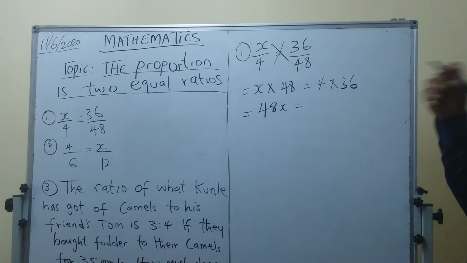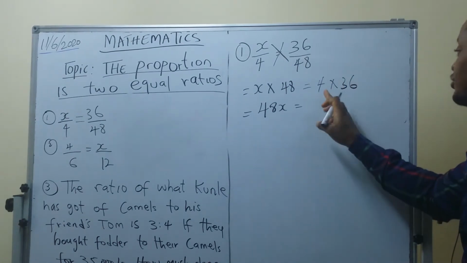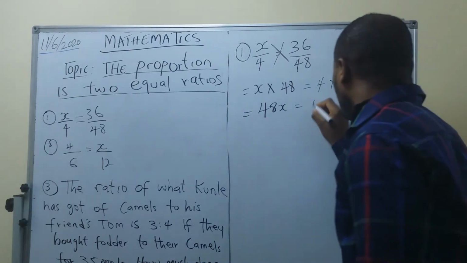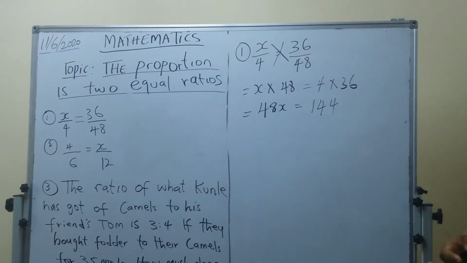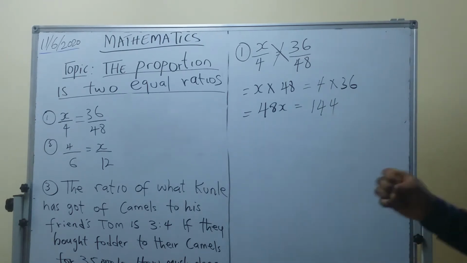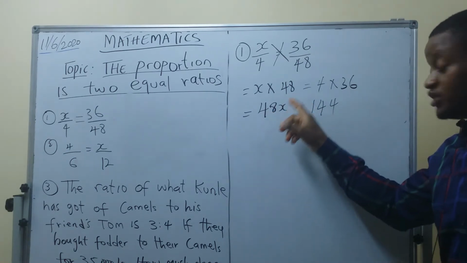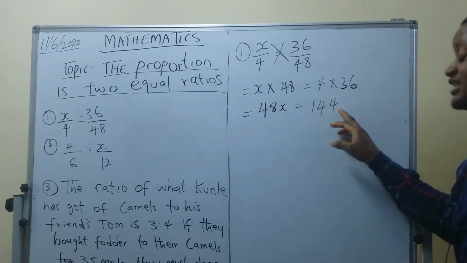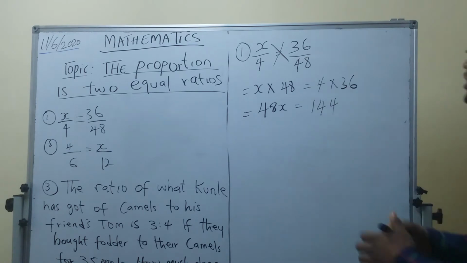Now, what about 4 and 36? What is the value of 4 times 36? That is going to give us 144 from your calculator. You can try it from your calculator. You know, x times 48 is 48x. Now, 4 times 36 is 144. I believe you've gotten the answer.